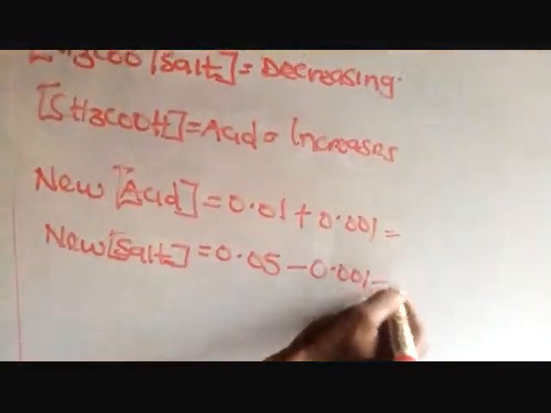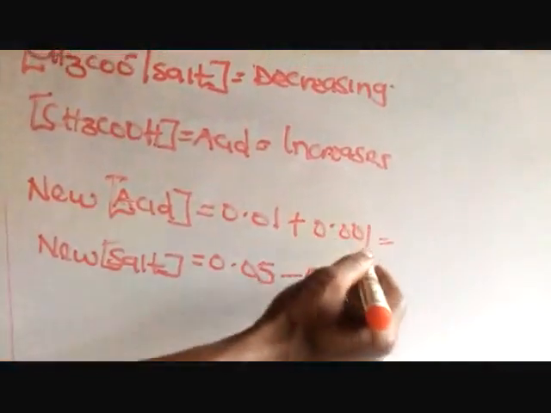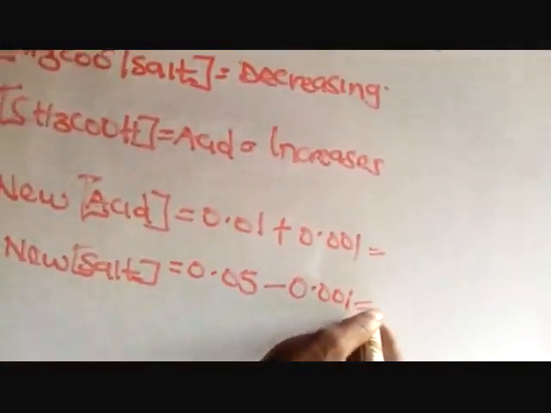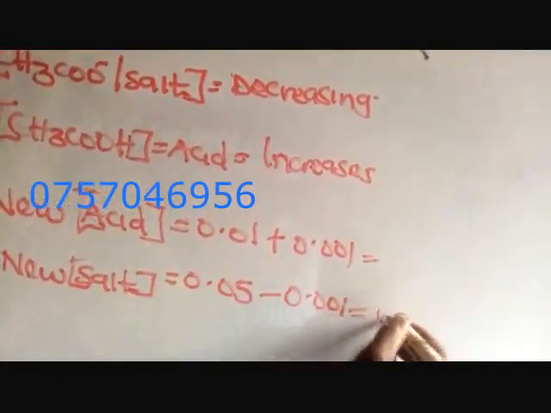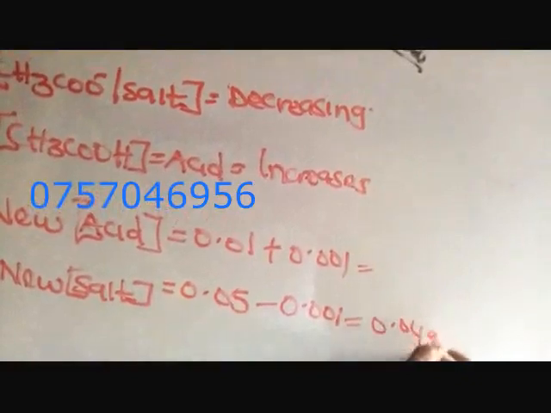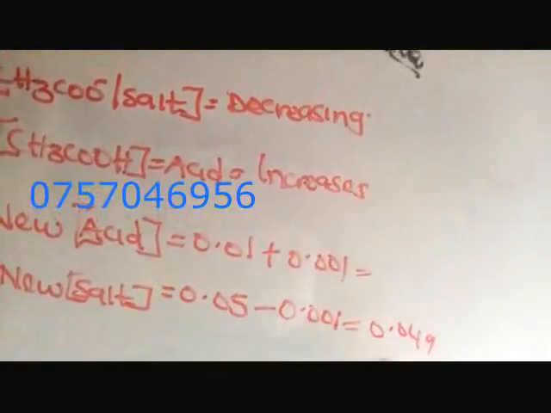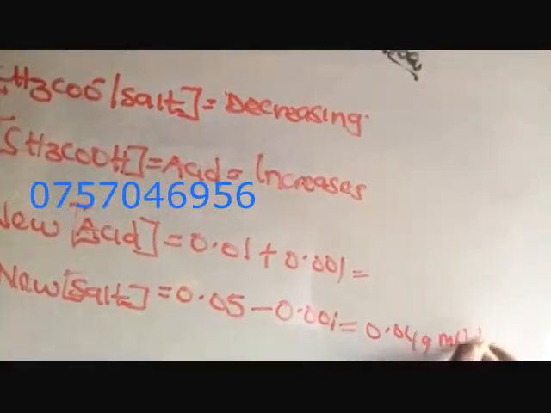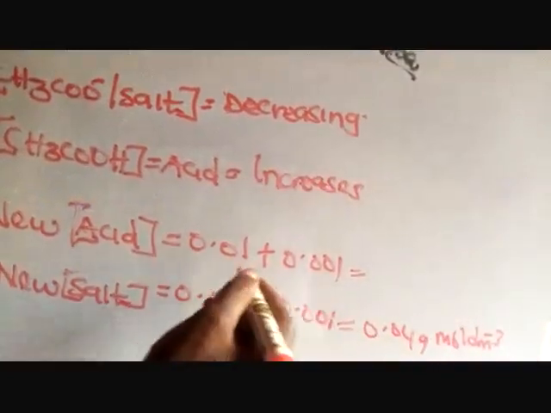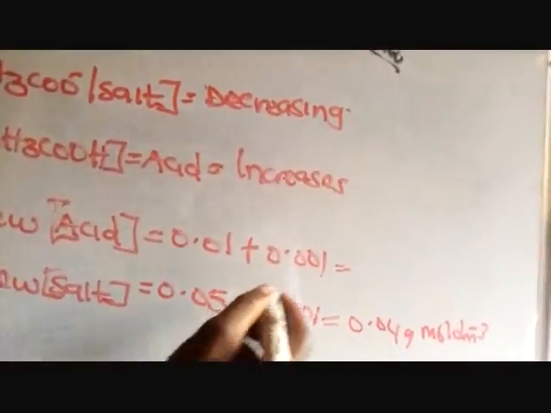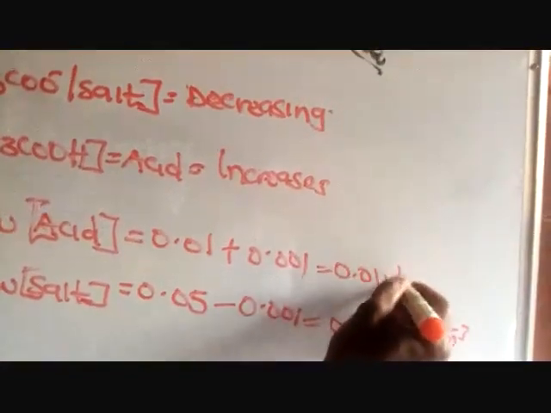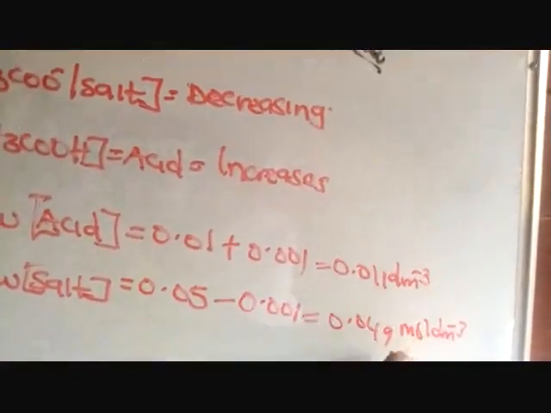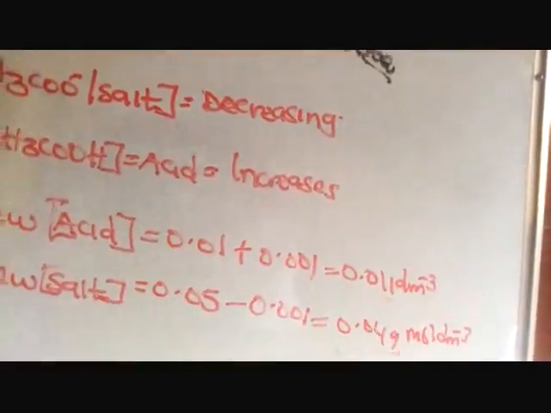Here, we get our final answer for the new salt concentration. When you place your calculator, we are obtaining 0.049 as the new concentration. Now, these are moles per decimeter cubed. The new concentration of the acid, we are obtaining 0.011 moles per decimeter cubed. Now, these ones, we are going to transfer them into our Henderson's equation.